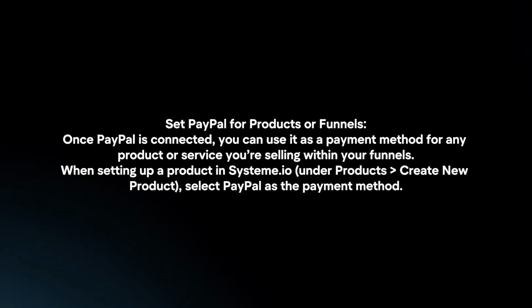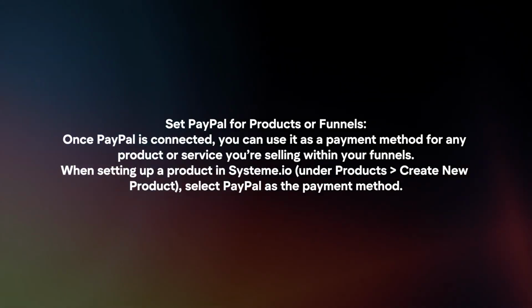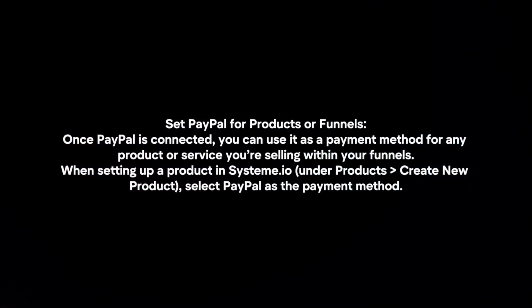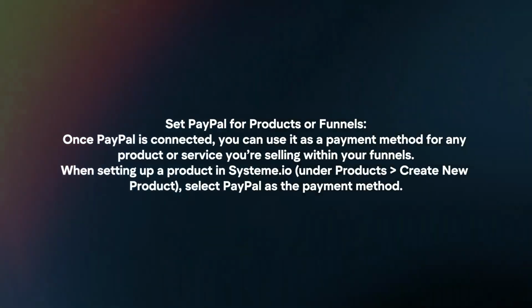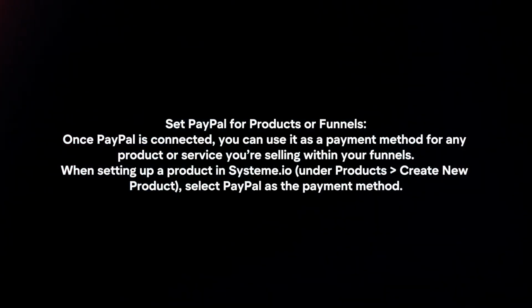Set PayPal for products or funnels. Once PayPal is connected, you can use it as a payment method for any product or service you're selling within your funnels. When setting up a product in System.io, select PayPal as the payment method.